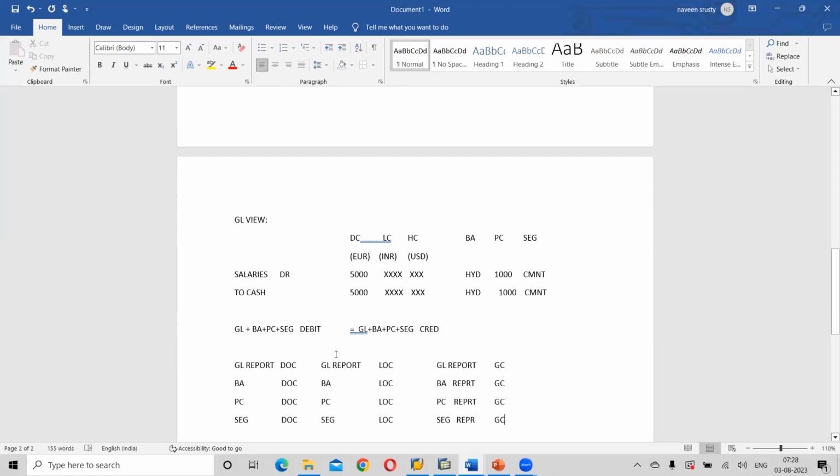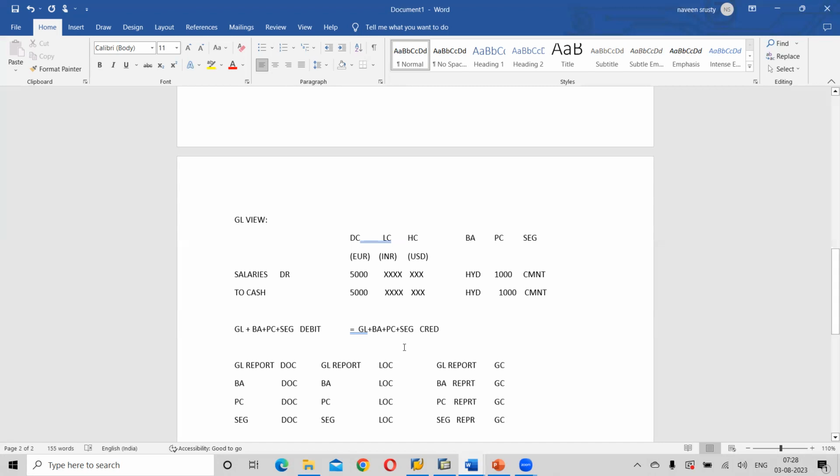In the earlier version, we had only GL debit equals GL credit. But now you can generate a report GL-wise, business area-wise, profit center-wise, and segment-wise, and along with that by currency: with document currency, local currency, and group currency or hard currency. These many ways of multi-dimensional reporting became possible just by the movement of the profit center hierarchy from the controlling area to the FI module. Is this clear? Any questions?